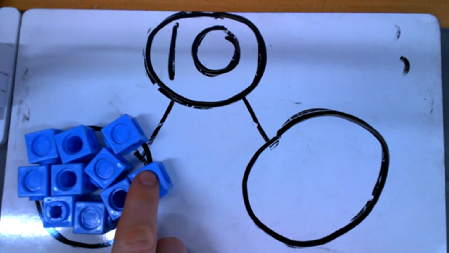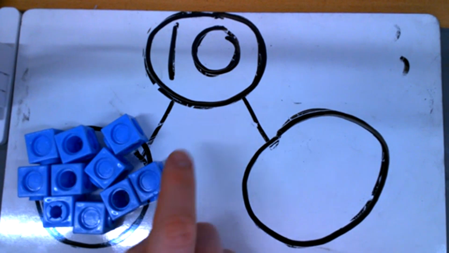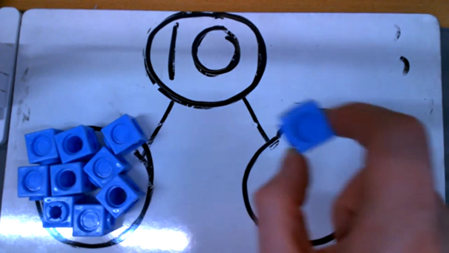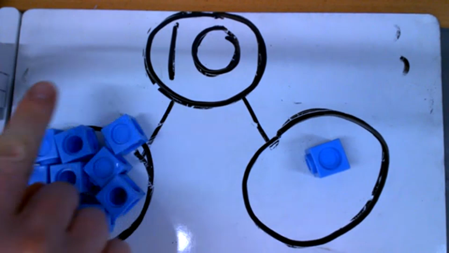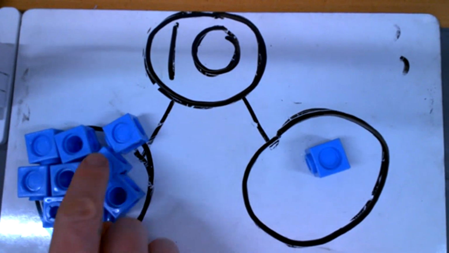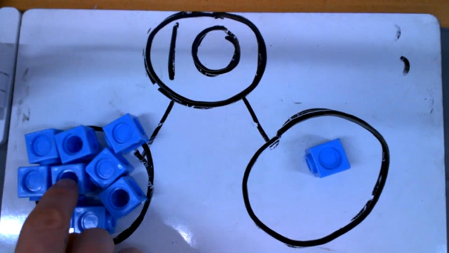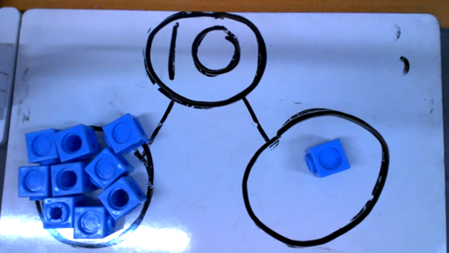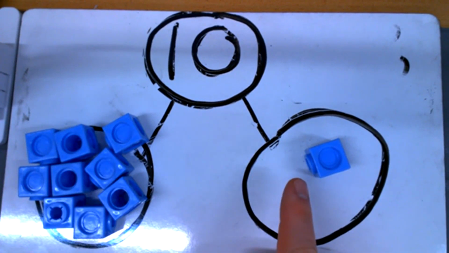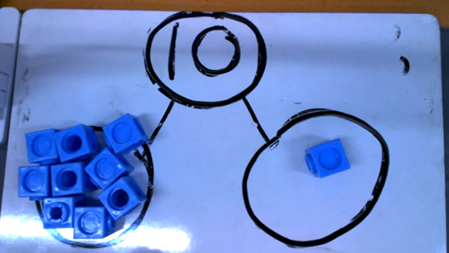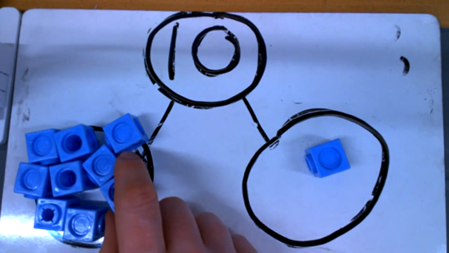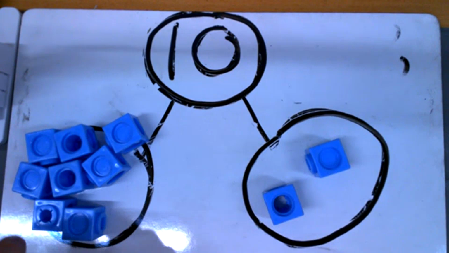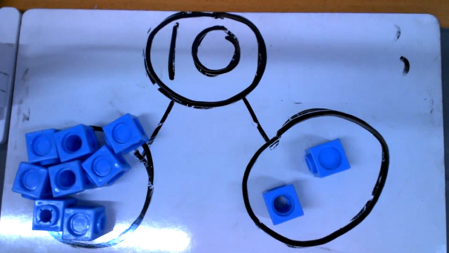We need to move 1 cube over to this part. Let's go. Over it goes. How many have we got left over here? 1, 2, 3, 4, 5, 6, 7, 8, 9. 9 over here, so you can write 9 in that box, and 1 over here. So you write 1 for that part. Then, boys and girls, you keep working methodically. You move 1 over at a time, count, and write.